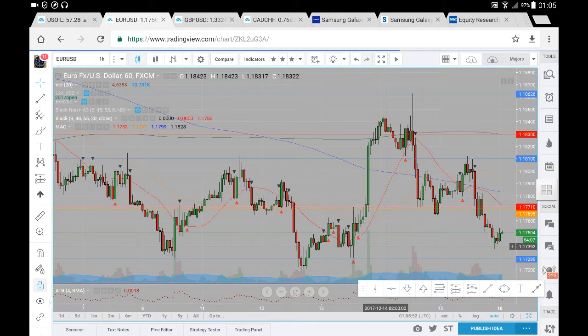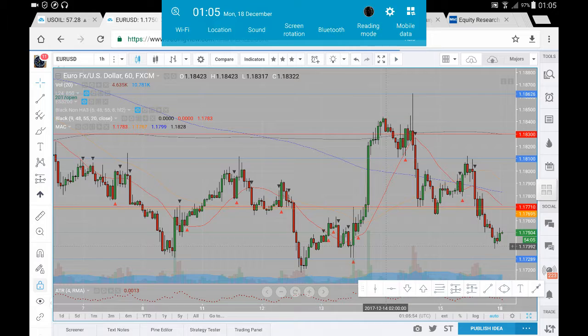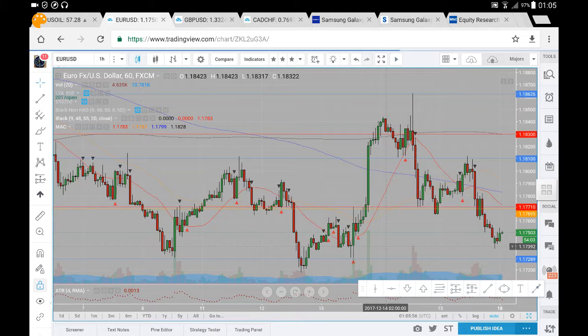So this euro dollar analysis for Monday the 18th of December. Now, let's have a look at what happened with prices and where they might possibly go. So we saw price come up to the 1862. We sold back down to 1771.